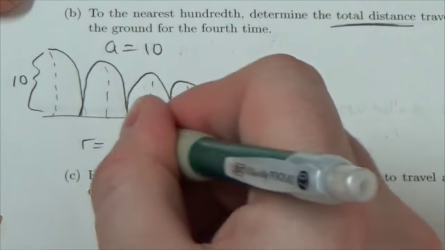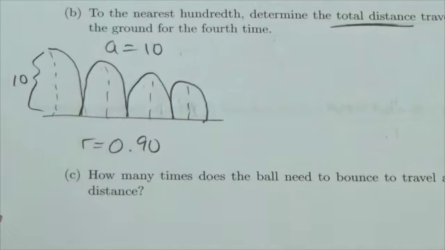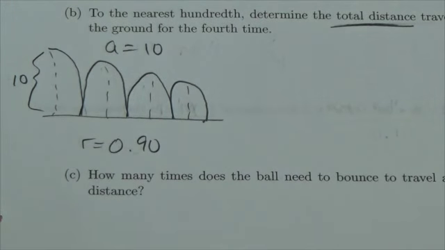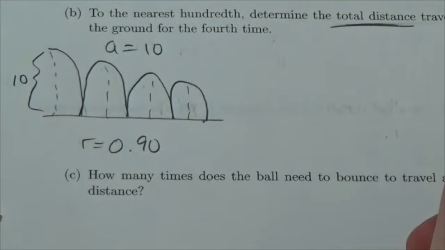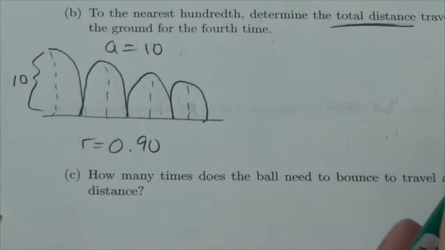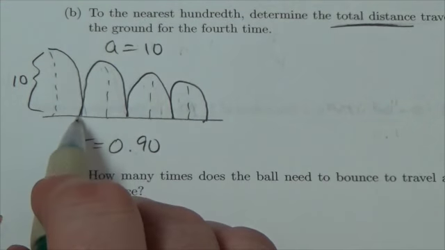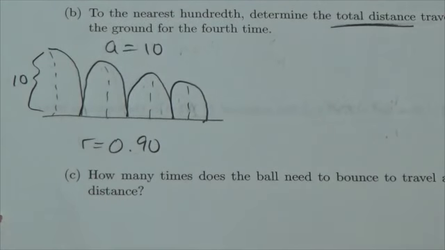We already know from the previous question, and this makes sense, that the r is going to be 0.9, 90%. That's what we're keeping, since we're losing 10%. And then in this case, because of the way it's worded, when it contacts the ground for the fourth time, 1, 2, 3, 4, it's quite clear that we've only got 4 heights here.